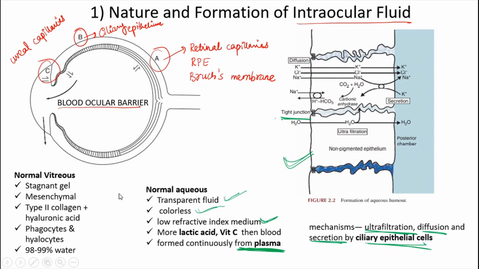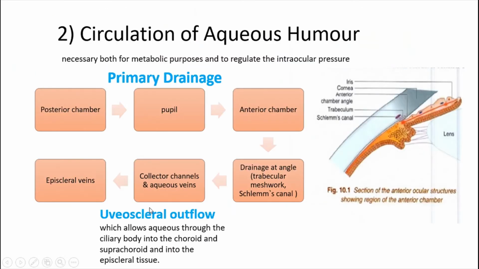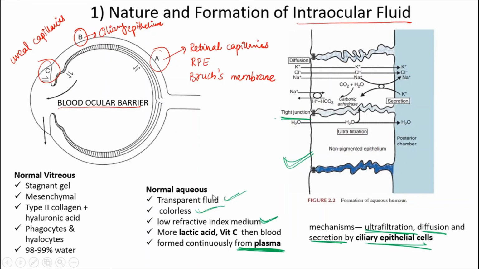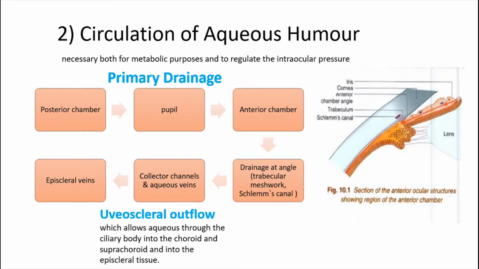So this was about your vitreous and your aqueous. You need to remember, this is important, that the vitreous is a stagnant gel, whereas your aqueous is a transparent fluid. Fine. So this was about the formation of intraocular fluid. Now once it is formed, how is this aqueous humor circulated?